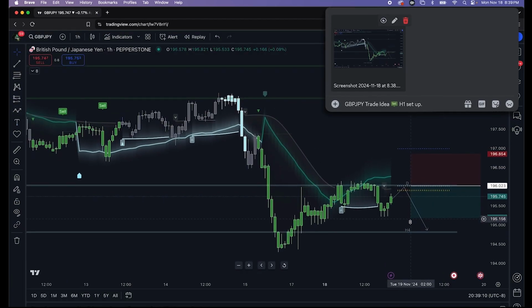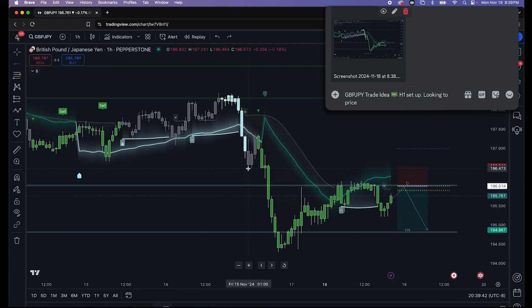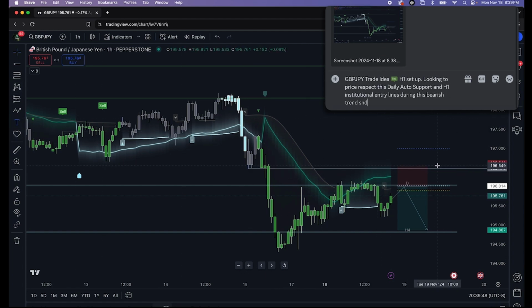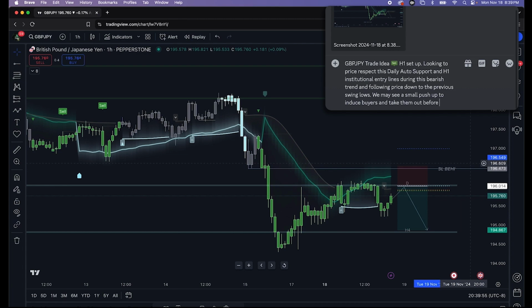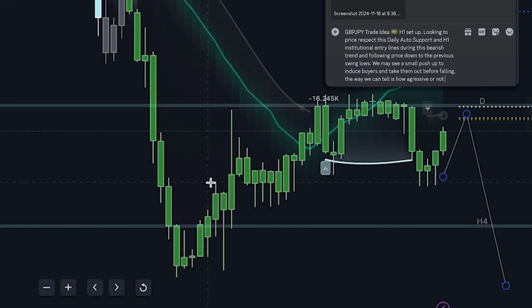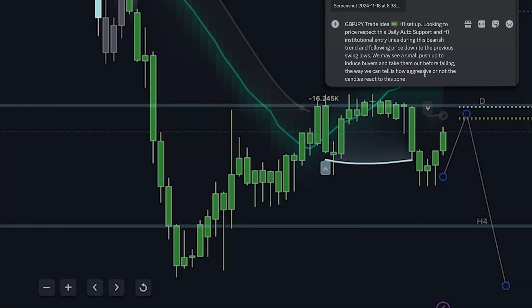All right, so for Great British Pound, Japanese Yen, trade ideas, shorts on the 1 hour setup. I'm looking to have price respect this daily auto support and the 1 hour institutional entry lines during this bearish trend and following price down to the previous swing lows. Though we may see a small push to the upside to induce buyers, taking them out before seeing price fall. The way that we can tell is how aggressive or not the candles react to this zone.